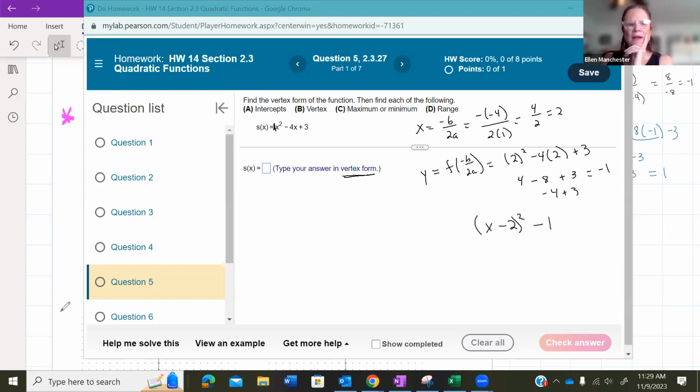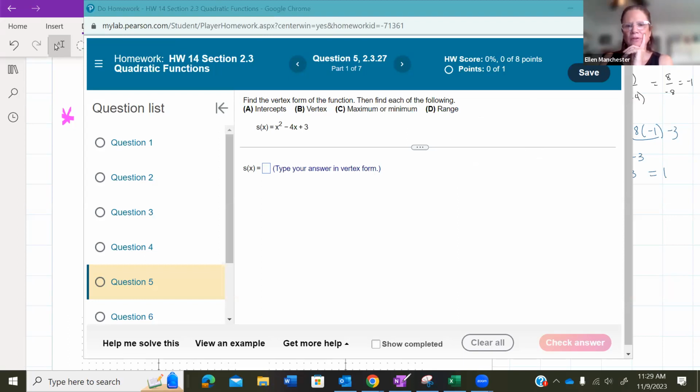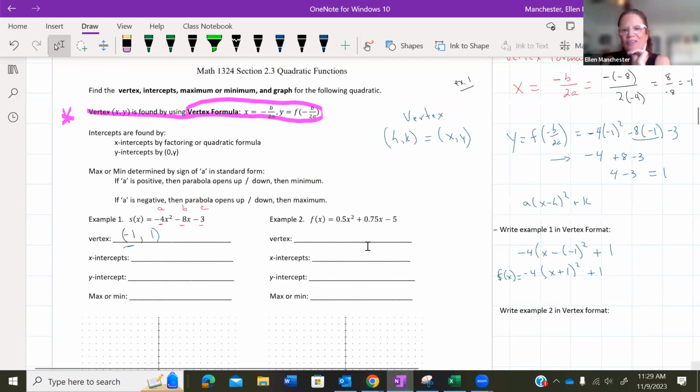Okay, so let's go back to, oh, how do I get out of here? There it is. So we have our vertex format. We got our vertex. Now we can do everything else. So I rewrote what was in that chart that gives you all that information on how to find intercepts, excuse me, and max or min. So I can answer this question really quickly.